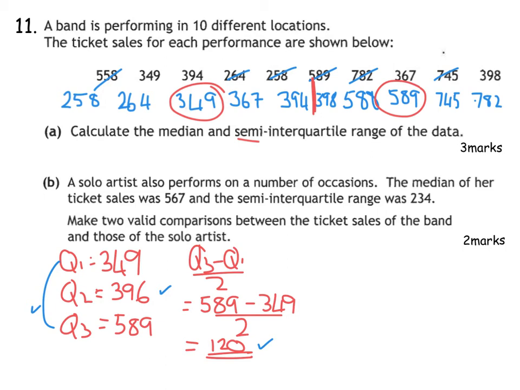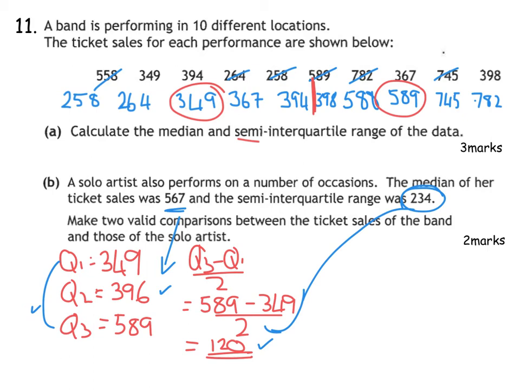Now the solo artist had a median of 567, which was a lot higher than our median of 396. And they had a semi-interquartile range of 234, which was a lot higher than ours of 120. So we have to make 2 valid comparisons about the ticket sales of the band and the solo artist. So because the solo artist came second, I'm going to talk about that.